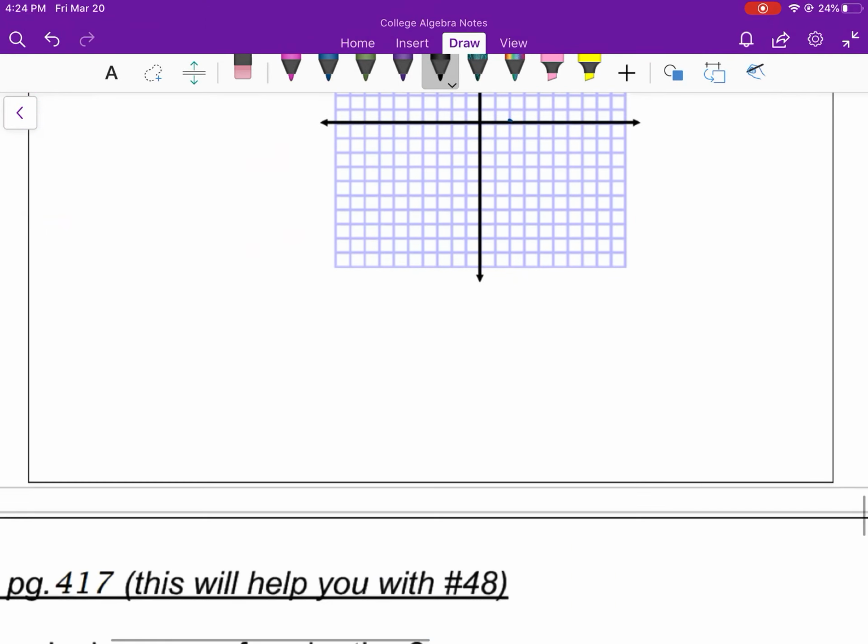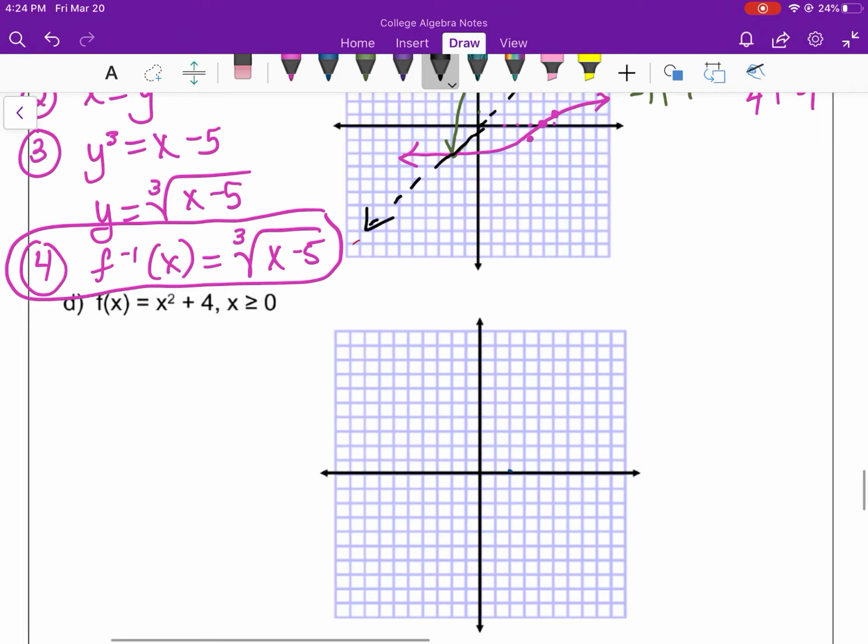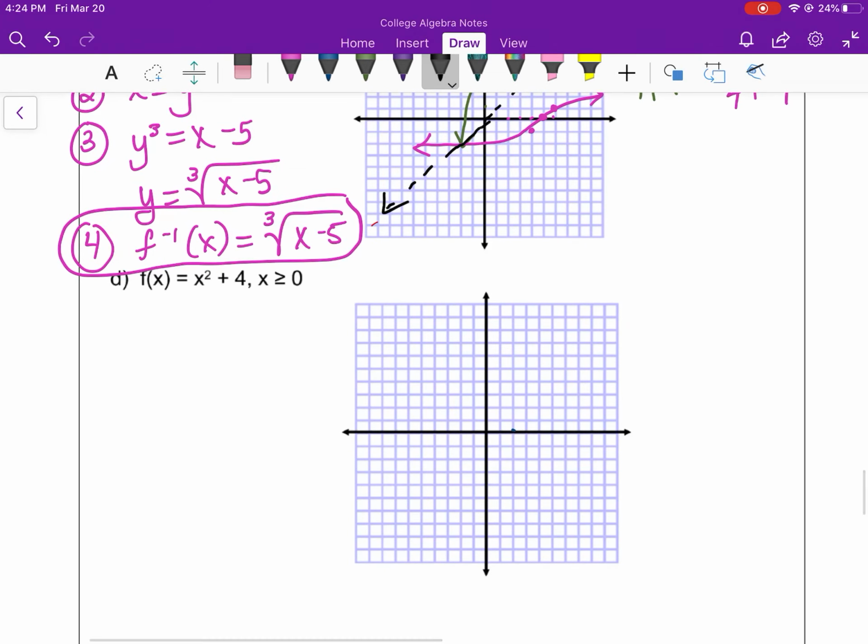Okay, part D. So this says I have a parabola. It is shifted at 4, but this means I only want to graph the right side because x is greater than or equal to 0. So 1, 2, 3, 4, 1, 5, etc. So you guys can see that I do have a one-to-one function here. Let's go ahead and find our inverse.